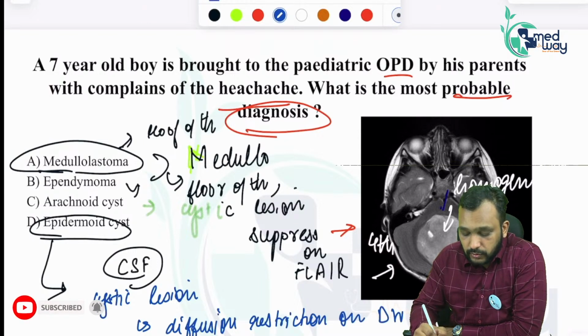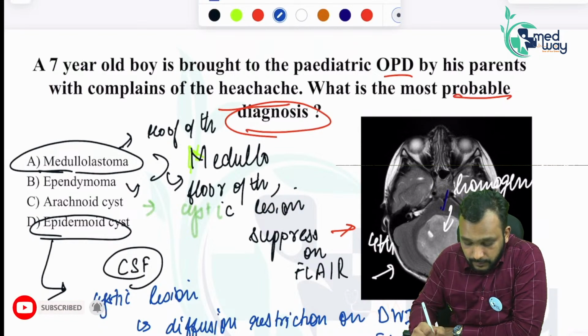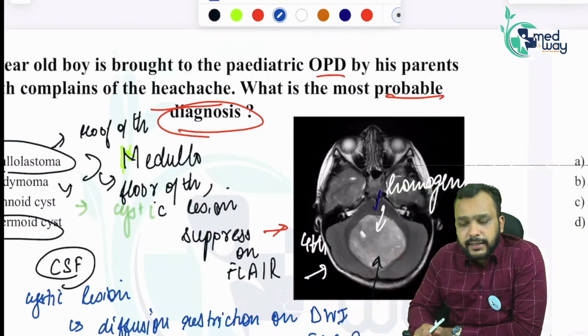and it does not show complete suppression on FLAIR images, right?